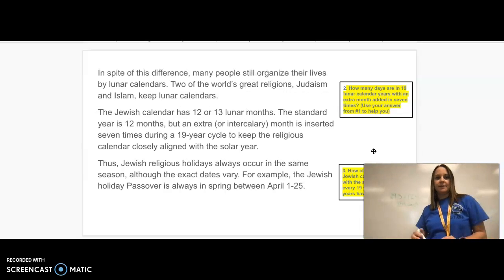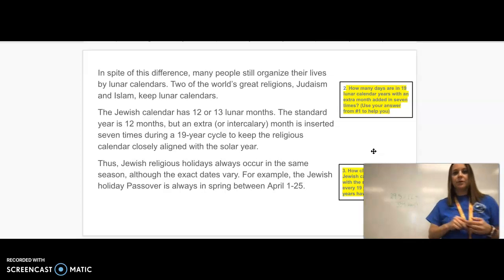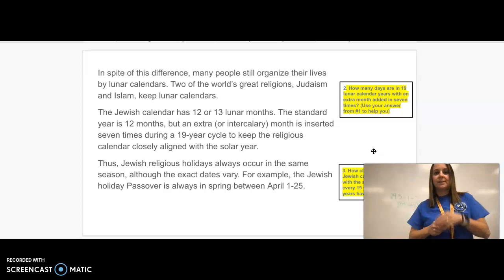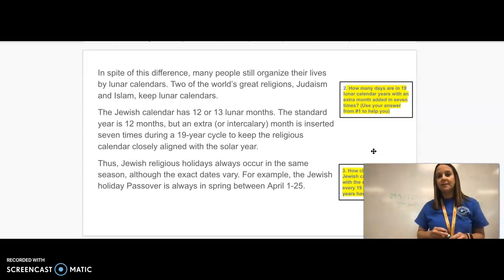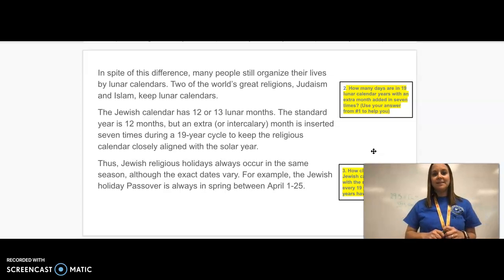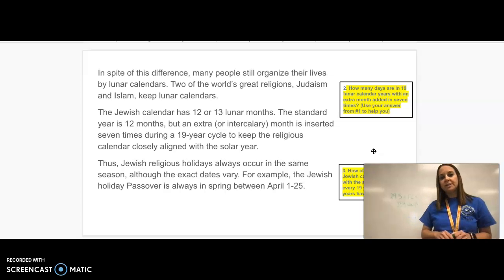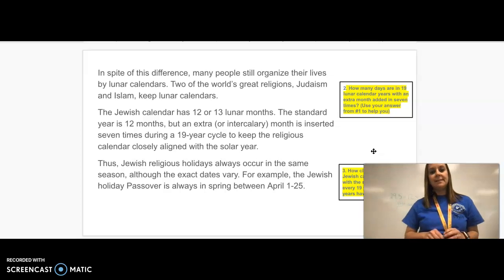In spite of this difference, many people still organize their lives by lunar calendars. Two of the world's great religions, Judaism and Islam, keep lunar calendars. The Jewish calendar, that's Judaism, has 12 or 13 lunar months. The standard year is 12 months, but an extra or intercalary month is inserted 7 times during the 19-year cycle to keep the religious calendar closely aligned with the solar year. Thus, Jewish religious holidays always occur in the same season, although the exact dates vary. For example, the Jewish holiday Passover is always in the spring between April 1st and April 25th.